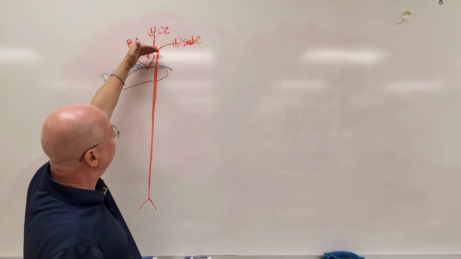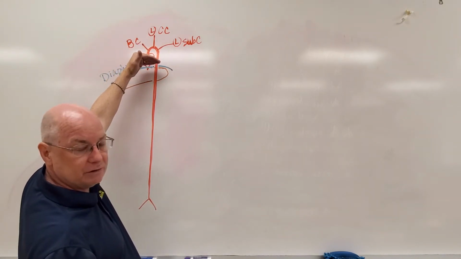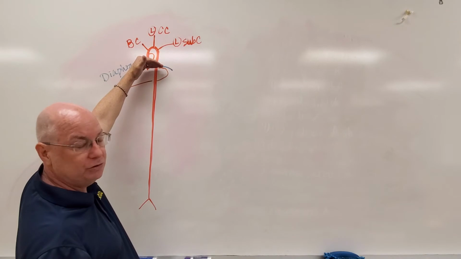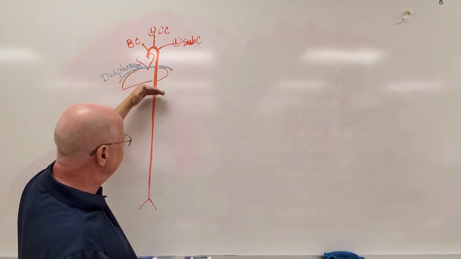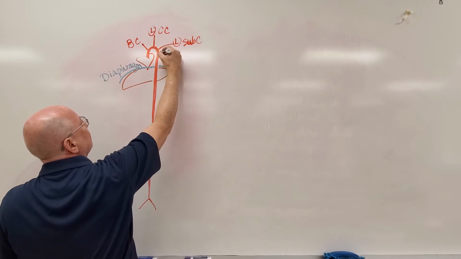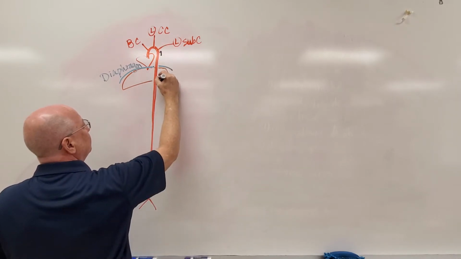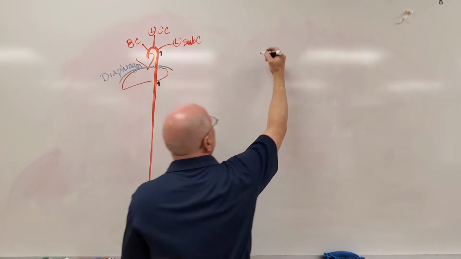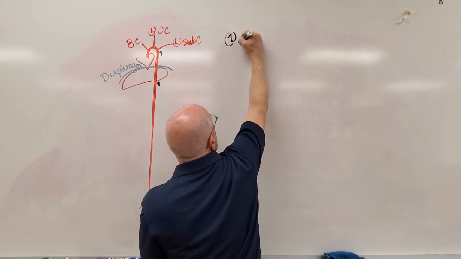Okay. Then we come down the descending aorta, the thoracic aorta, and we pass through the diaphragm and the liver and it becomes the abdominal aorta. So always and forever, number one on our picture is always going to be the aorta.